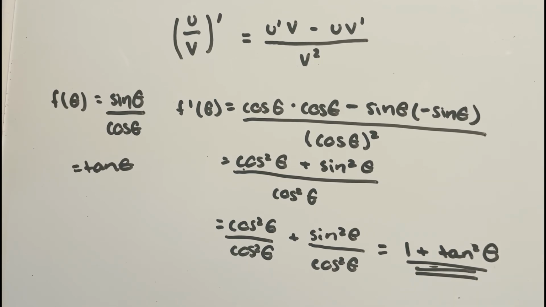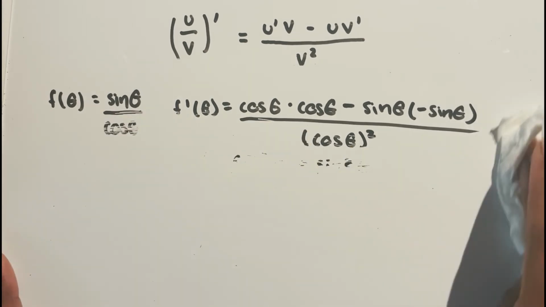So at this point, we also know that the derivative of tangent theta equals 1 plus tangent squared of theta. So this is how we use the quotient rule to be able to solve the derivative of functions that include division. Now I'll leave you all with an example to do on your own.